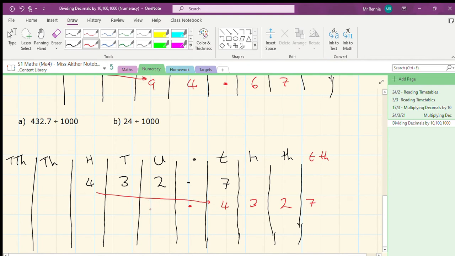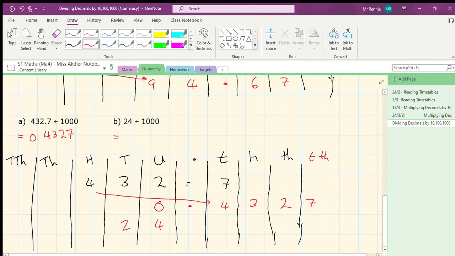Alright, but we must remember to fill this gap in. So let's fill this gap in with a 0. Okay, so we're going to get 0.4327. Okay, so there's an example of dividing by 1,000 there. We'll try this one here. So 24, so again, that's just tens of units.